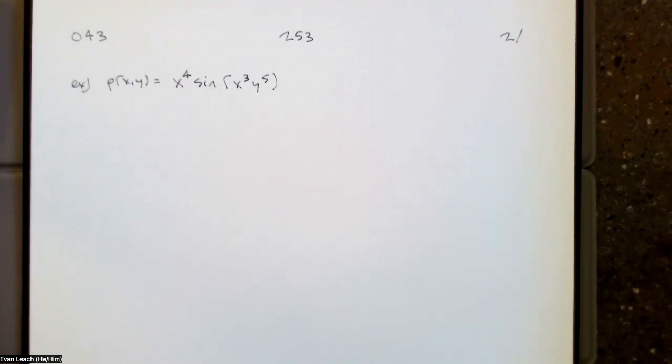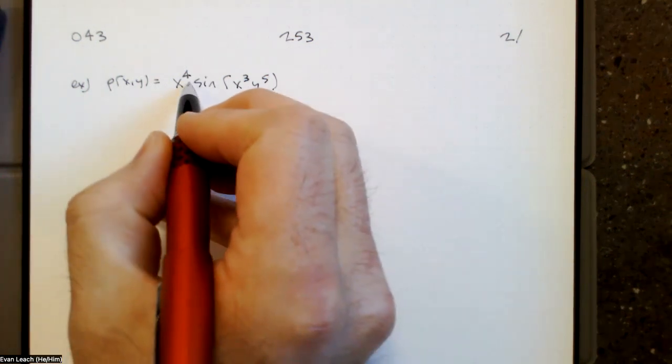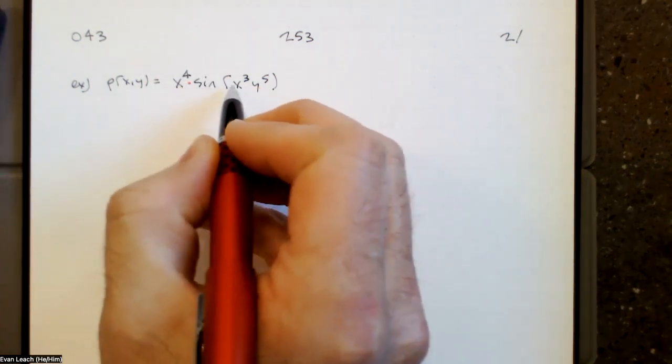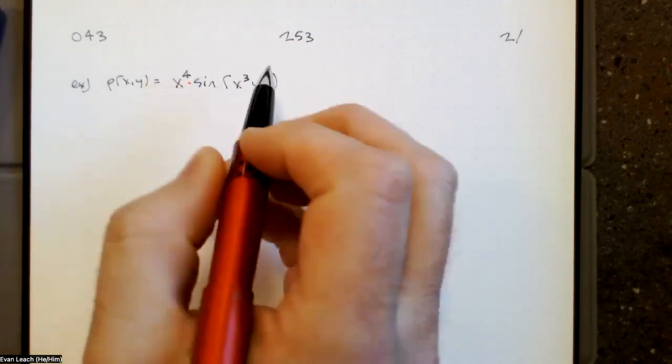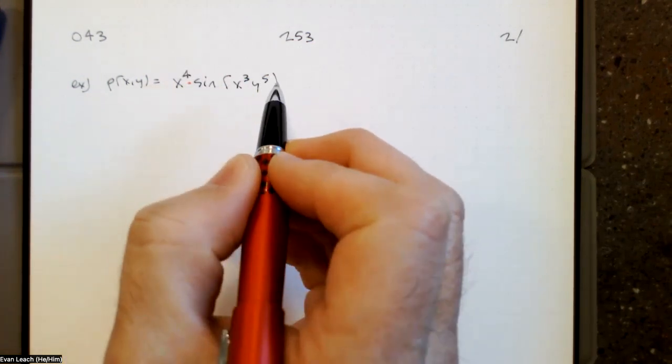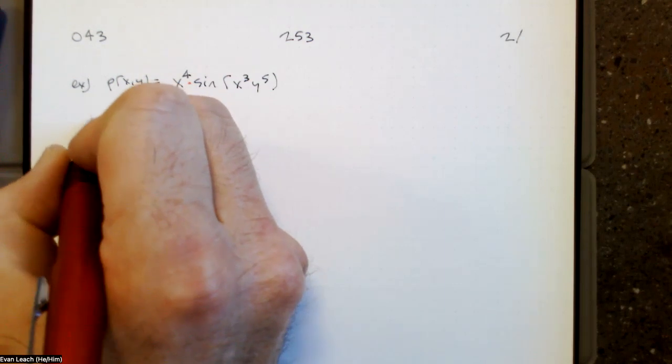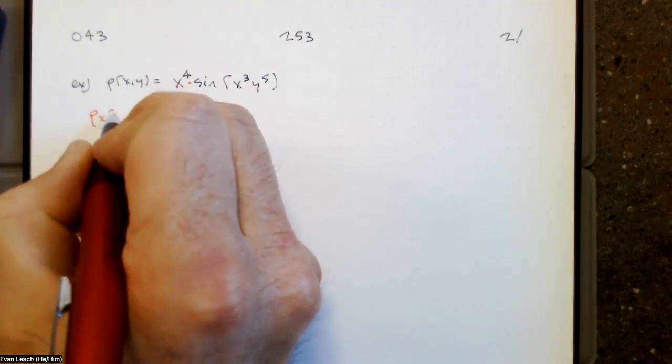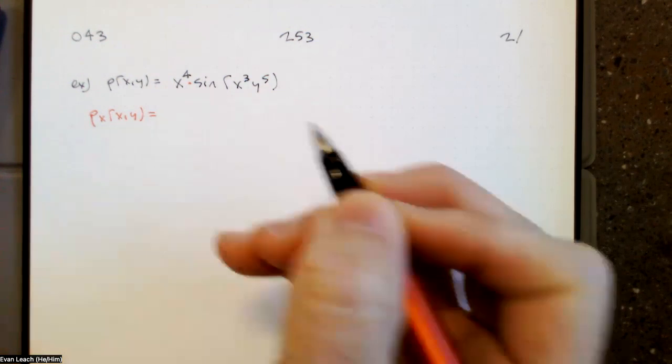Let's suppose we want to find the partial of p with respect to x. What rule do we have to use? Especially since I just said it. Product rule. Why do we have to use the product rule? Because this is x to the fourth, and it's being multiplied by sine of x to the third. I've got a function of x and another function of x. So we're going to use the product rule. So for p_x of (x, y), we're going to use the product rule.